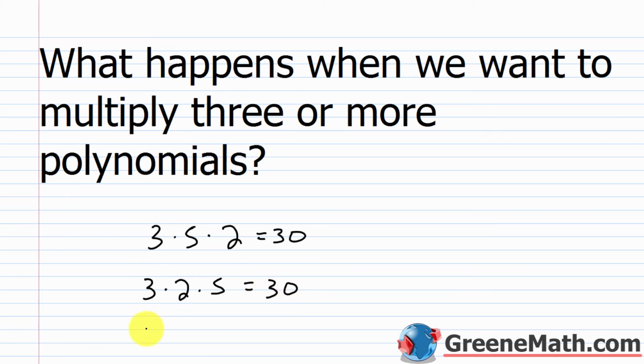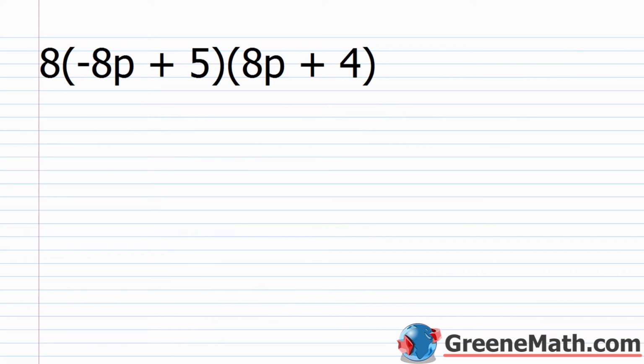Or I could do it as 5 times 2 times 3. That's another way to do it. 5 times 2 is 10. 10 times 3 is 30. As long as I multiply everything together, it doesn't really matter the order, right? When we do multiplication, it's commutative, right? So the order is unimportant. So when I look at 8 times this negative 8p plus 5 times 8p plus 4, I could multiply 8 times this guy first, or I can multiply 8 times this guy first, or I can multiply these two guys together first.